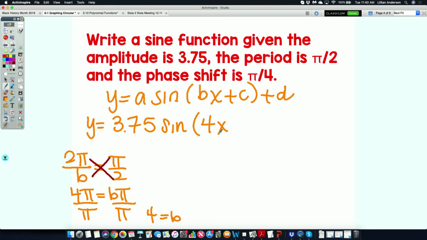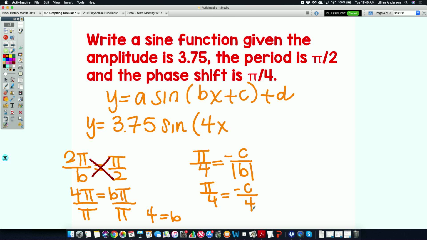Have I lost anybody yet? I knew to use 2 pi over b because it said the period was that. I can use the formula, set them equal. Now the phase shift is pi over 4. That is equal to what formula? What's the formula for phase shift? Negative c over the absolute value of b, right? What's b? We just found it. 4. So right now I have pi over 4 equals negative c over 4.